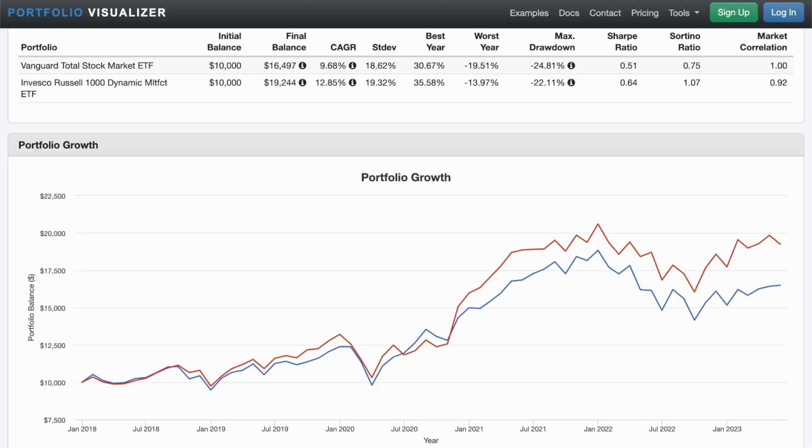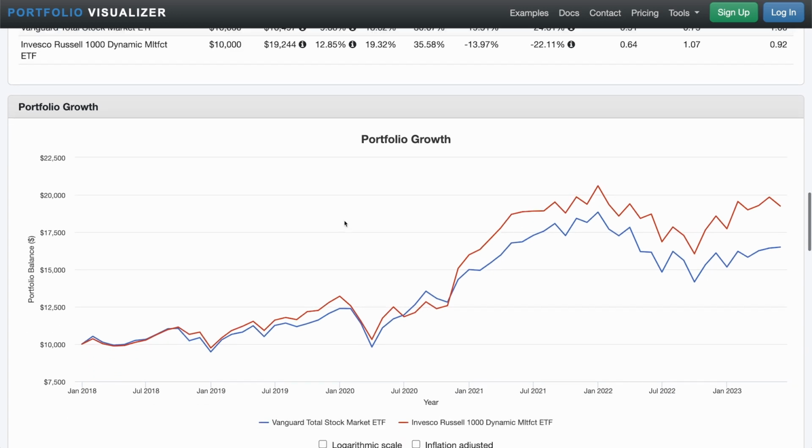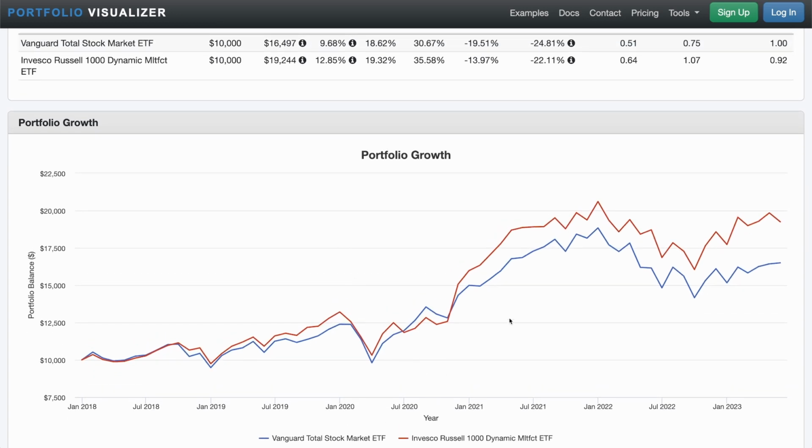So we can look at Portfolio Visualizer going back to when the fund was founded in late 2017 or early 2018. And since then, if we compare it to the Vanguard Total Stock Market Index, which is in blue, this dynamic multi-factor fund is in red, and it did significantly outperform the Vanguard Total Stock Market, which only returned 9.7% compared to the 12.85%. That's over 3% extra return since this fund was founded.